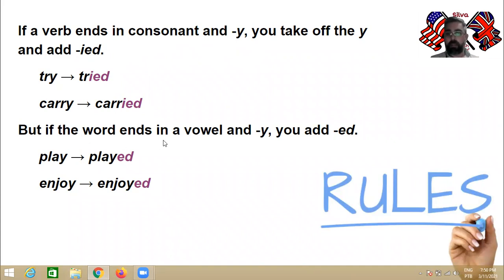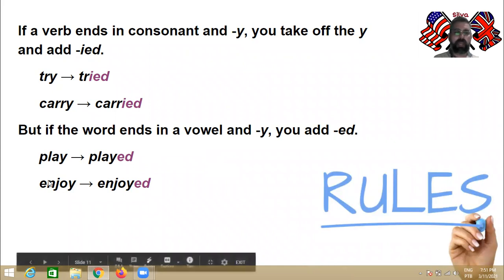On the other hand, if the word ends with a vowel and Y, then we add the ED, okay? It is a little complicated. It is hard to memorize, and that's why I don't want you guys to memorize this. Like I said, I'm going to bring some exercises, and you're going to have plenty of time to learn this. At some point you're going to learn this by heart. Okay, so play becomes played, and enjoy becomes enjoyed.